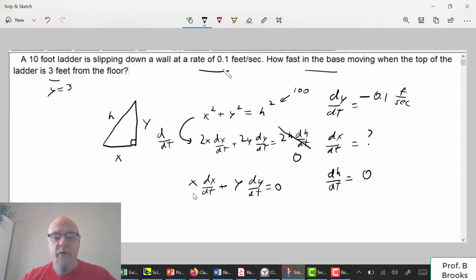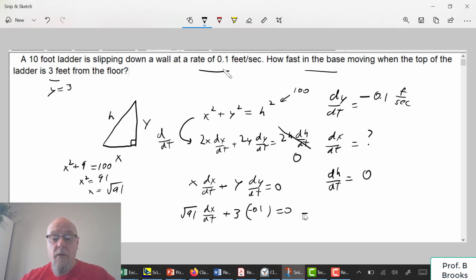Here's where I'm going to use the Pythagorean theorem. So if x squared plus y squared is equal to 10 squared, then x squared is equal to 91. So x is equal to the square root of 91. Plus or minus, yeah, but it's the length of a ladder, so I'm going to go with plus. So now I have the x, I have the y, I can sub everything into here. So root 91 dx/dt, that's what I'm looking for, plus y dy/dt equals 0.